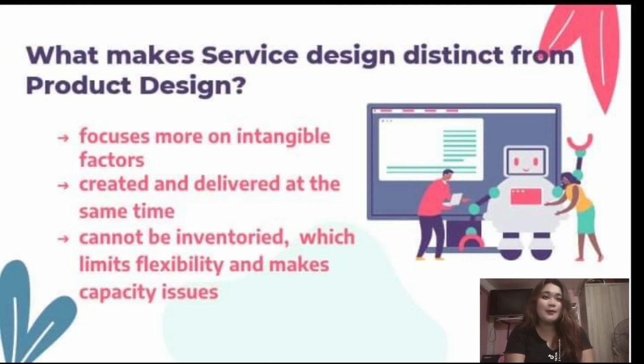So hi guys, I'm here again to present to you 4.11.1, which tackles about the distinctness of service design from the product design. So as you can see in the screen, what makes service design distinct from product design? Number one, focuses more on intangible factors created and delivered at the same time and cannot be inventoried, which limits flexibility and makes capacity issues.